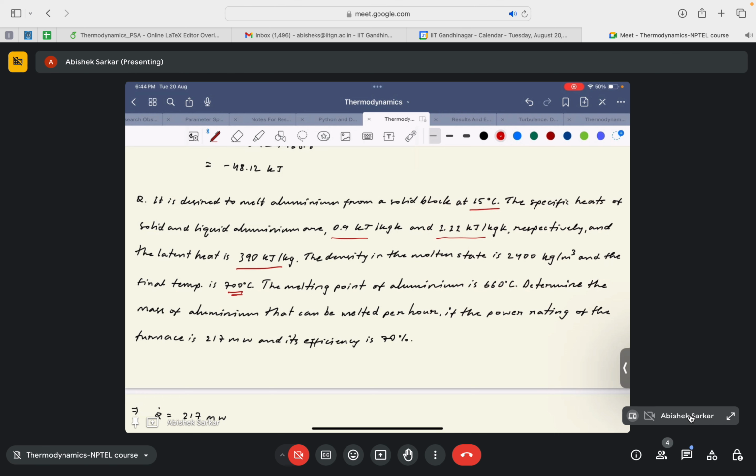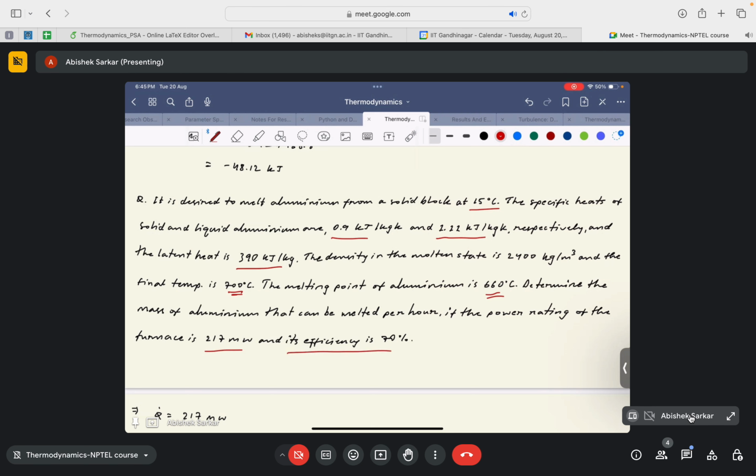Once you are trying to melt the aluminium, you need to keep the block of aluminium in the furnace, and its temperature will rise to a certain temperature that would usually be greater than the melting point of aluminium, because otherwise we cannot achieve the molten form. The melting point of aluminium is 660 degrees Celsius. Now determine the mass of aluminium that can be melted per hour if the power rating of the furnace is 217 megawatt and its efficiency is 70%.